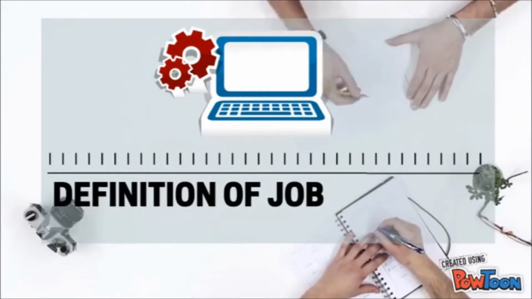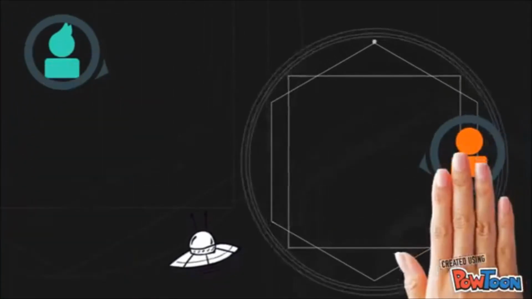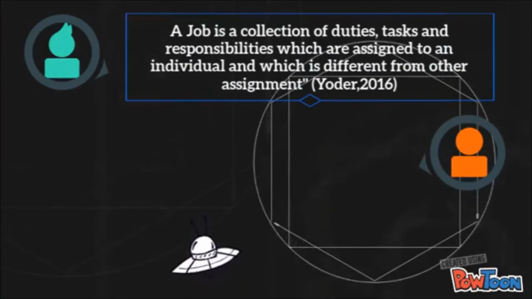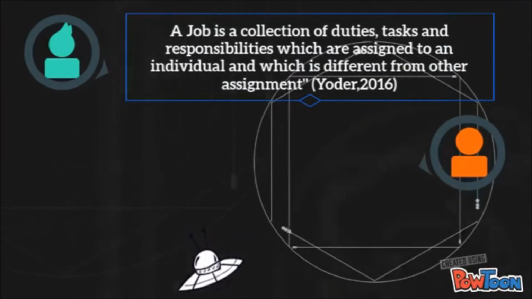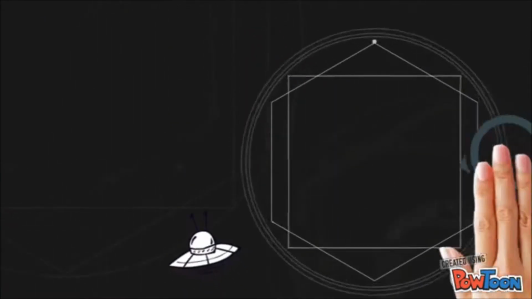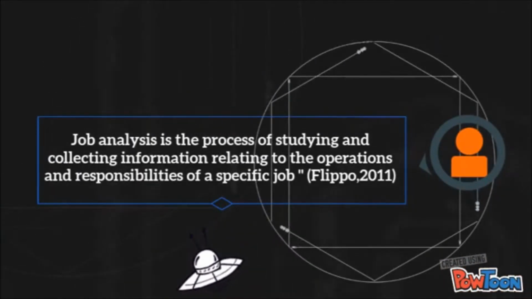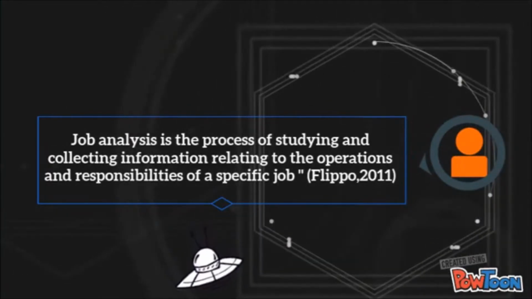Definitions of job analysis. A job is a collection of duties, tasks, and responsibilities which are assigned to an individual and which is different from other assignments, from Yoda 2016. Job analysis is the process of studying and collecting information relating to the operations and responsibilities of a specific job, from Philip 2011.